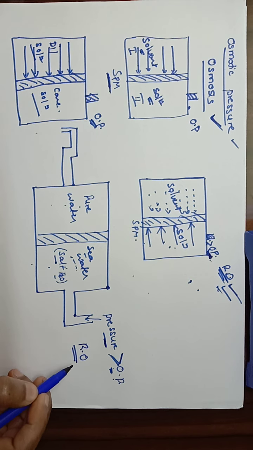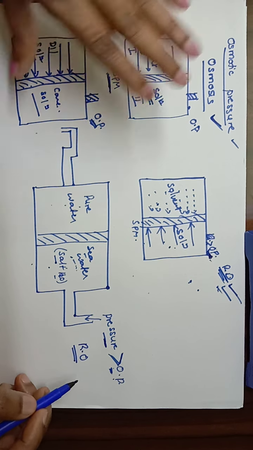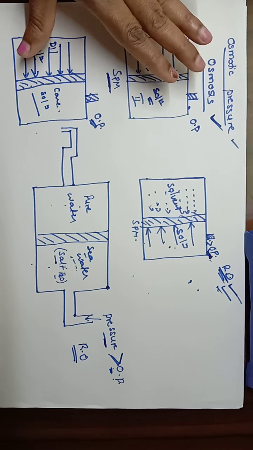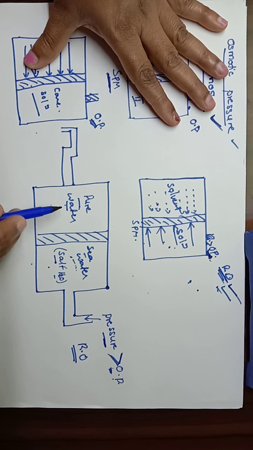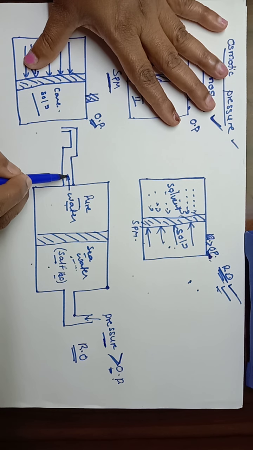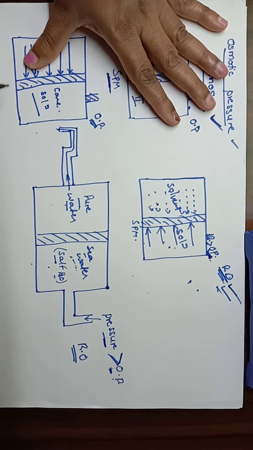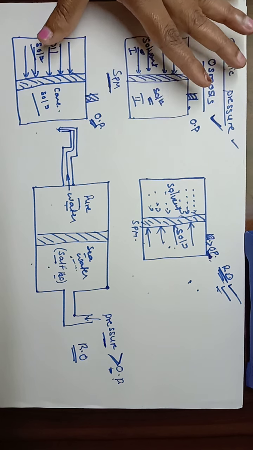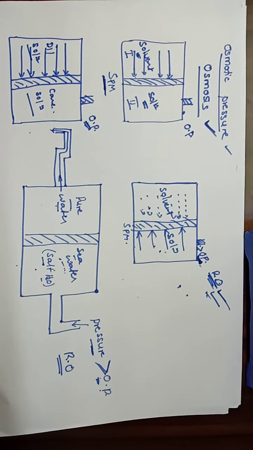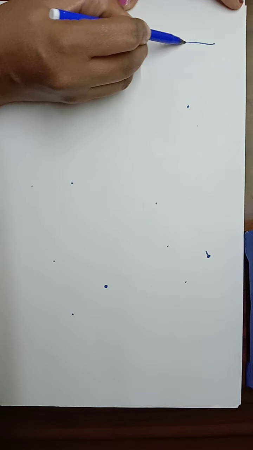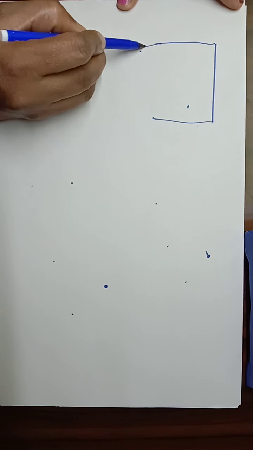So this reverse osmosis is used in the desalination of seawater. That is nothing but the purification of seawater to get pure water. The water which is obtained, which is pure in nature, is used for drinking purposes. So that is nothing but the application of reverse osmosis and also the definition of reverse osmosis.